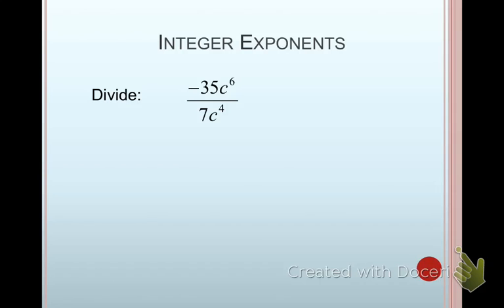All right, here's a division one. Negative 35, c to the 6th over 7, c to the 4th. See what you come up with. Negative 35 over 7 is negative 5. And then c to the 6th over c to the 4th is c squared. And I got that by subtracting the two exponents. 6 minus 4 was 2, so that left me with c squared. My final answer on this one was negative 5c squared.